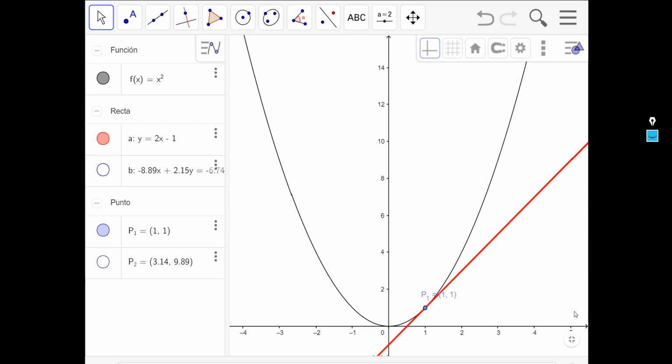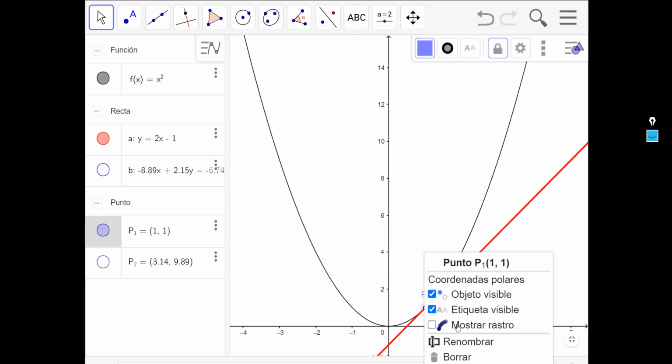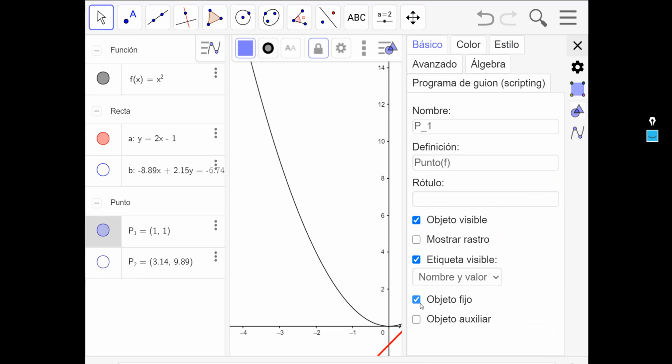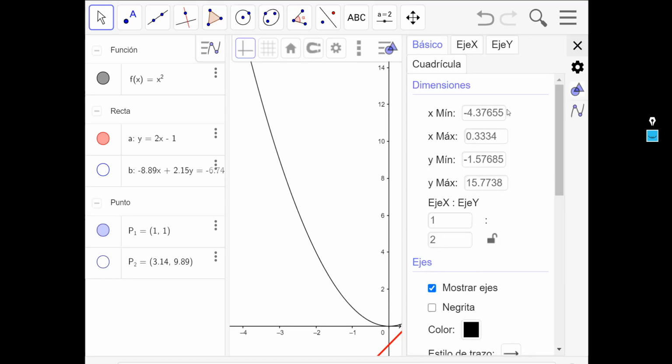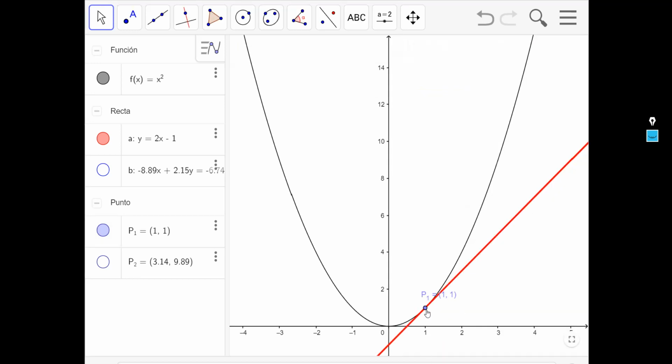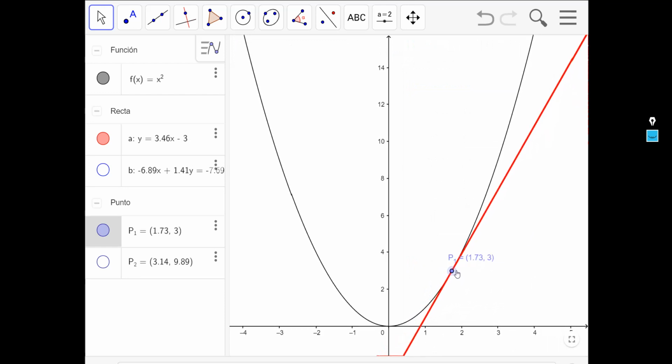Perfect. Again, remember, what is the problem for today? Finding the slope of this tangent to this function at this precise point. Why do I say at this precise point? Well, because this point can vary, okay? For example, if I do this, look, I can change it. Look at this, okay?